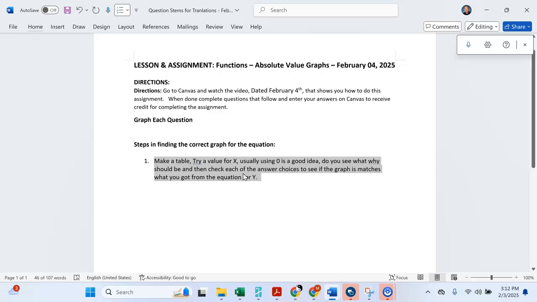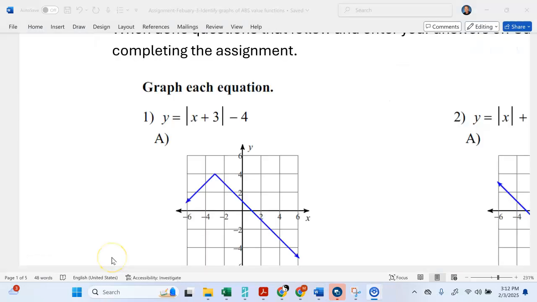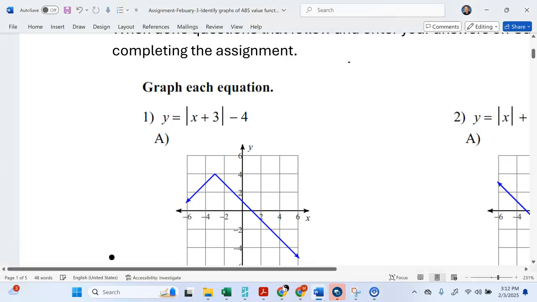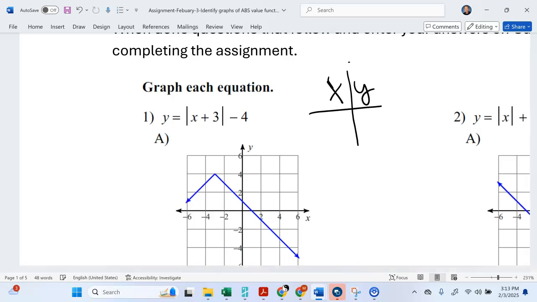Okay, so now let's go back. Okay, so to make a table, I'm gonna go like this. So go x, table like this, y. Okay, so we're gonna try a value for this. I think 0 is a good starting point. So let's try 0 for x, remember. So we go over here, we put in 0, okay?